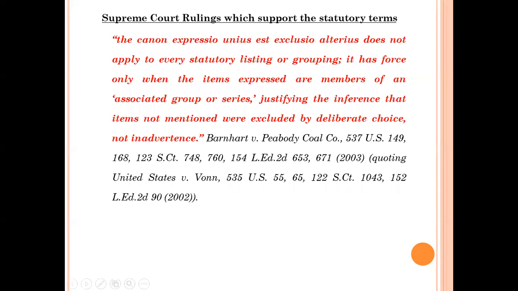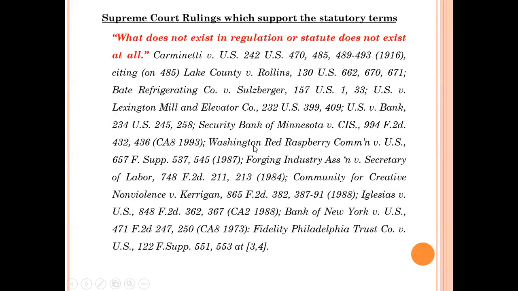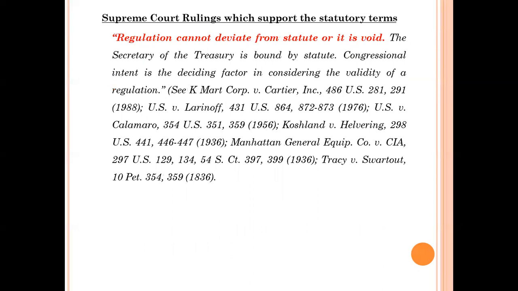Boom. The canon expressio unius est exclusio alterius does not apply to every statutory listing or grouping. It has force only when the items expressed are members of an associated group or series, justifying the inference that items not mentioned were excluded by deliberate choice, not inadvertence. Boom. Under the familiar rule of construction, expressio unius est exclusio alterius, where exceptions to a general rule are specified by statute, other exceptions are not to be implied or presumed. Boom. Let's keep going. What does not exist in regulation or statute does not exist at all. Boom. No assumption, presumption, or opinions. Regulation cannot deviate from statute or it is void. OMG.